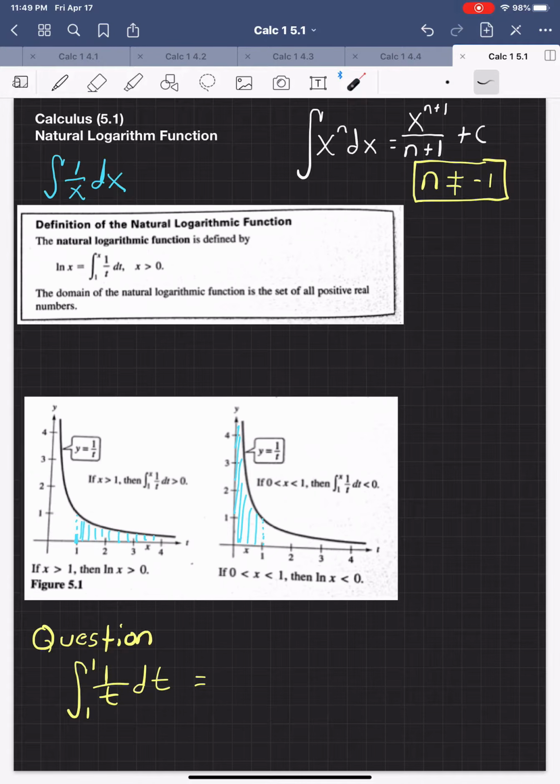Okay, so we now move into Chapter 5, and how far we get in Chapter 5 is yet to be seen with all of the interruptions we've had this semester. But what we want to do is study the logarithmic functions, exponential functions.